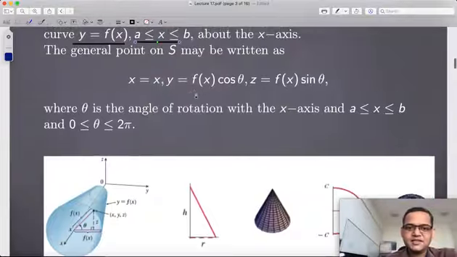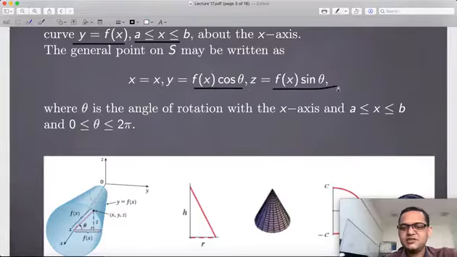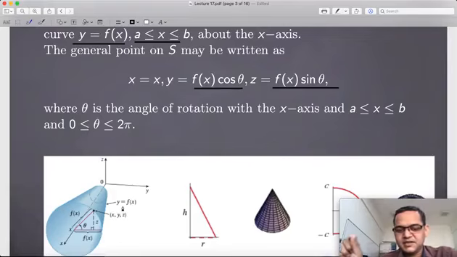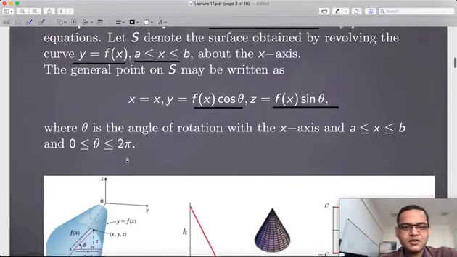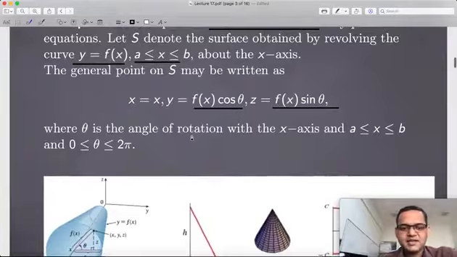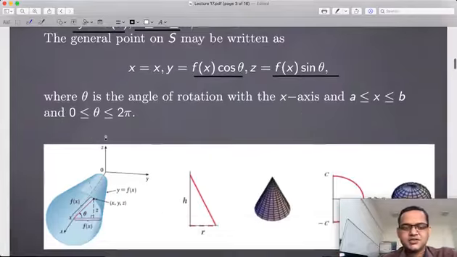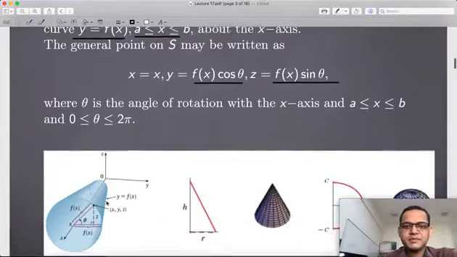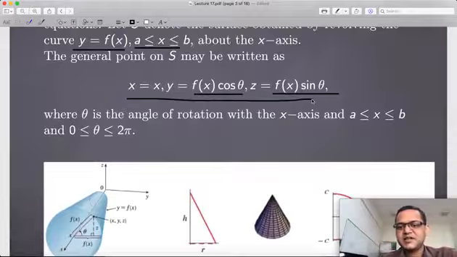Okay, and that means x remains, because we are rotating about the x-axis, so the points on the axis remain the same, and the y coordinate is going to move, because we have to see what the height is. So height is going to be determined by the value of this function, y equal to f(x), and this is going to give you a full circle. So this is cosine theta and then sine theta, isn't it? So this is how you can express it. This is precisely the parametric equation.